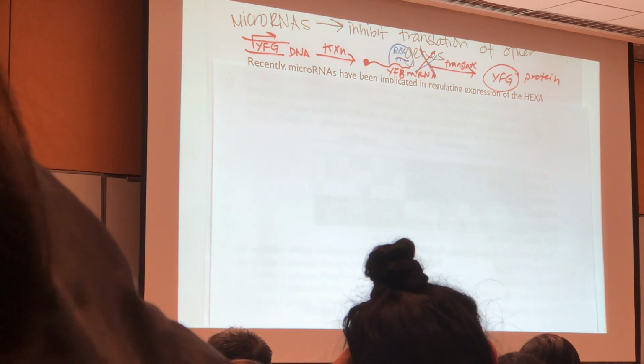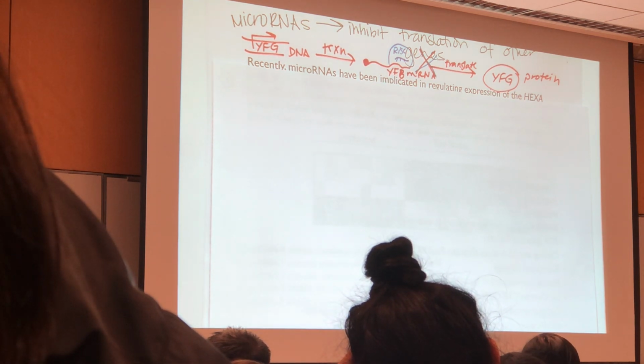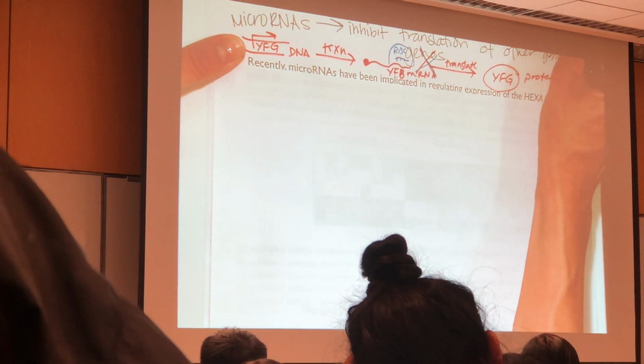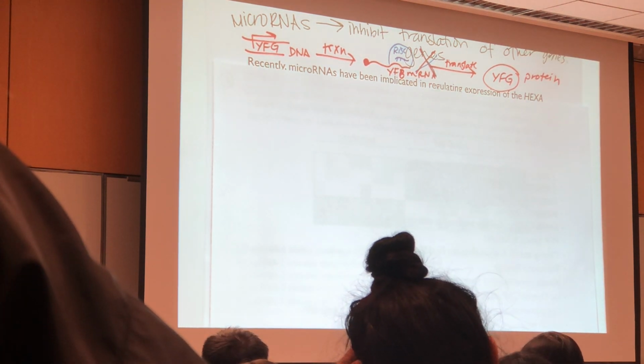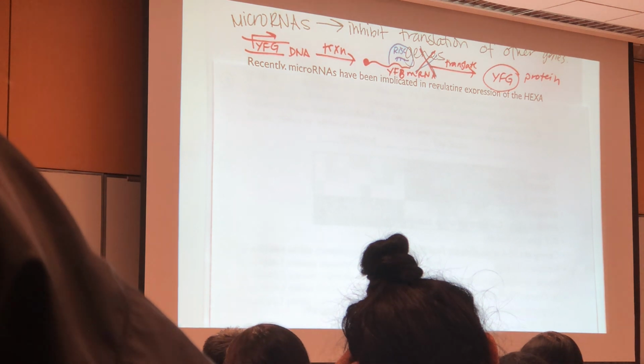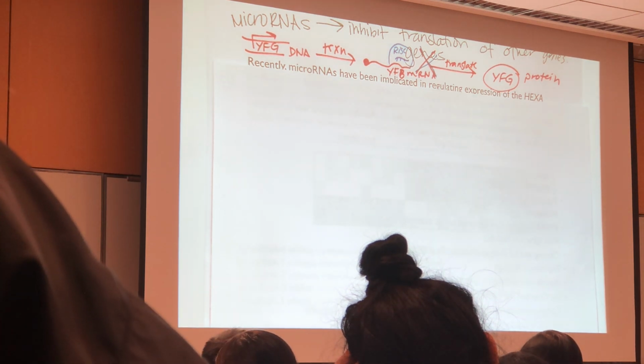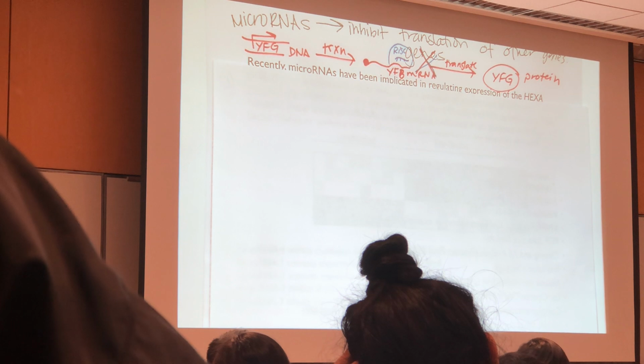Anytime we're talking about microRNAs, they inhibit translation of other genes. That's what they do. It would not be correct to say that microRNAs activate translation or transcription or expression of other genes, at least not directly.